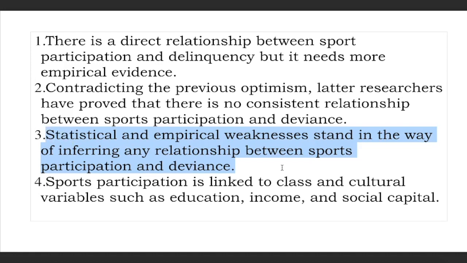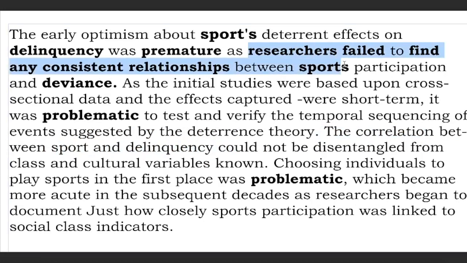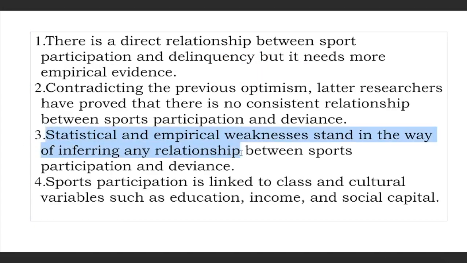And now when you hone in on the right answer, you will feel a certain sense of harmony and balance also. Statistical and empirical weaknesses stand in the way of inferring any relationship between sports participation and deviance. This is perfect because you saw there were problems. So there were problems of statistics and there were problems of empirical data. You don't even know what these words mean. I have rejected the other options, and I know that I could not find any relationship. So stand in the way of inferring any relationship. This is true according to the passage. Go back and check it again. Fail to find the relationship, right? So that's it. My answer should be option 3.